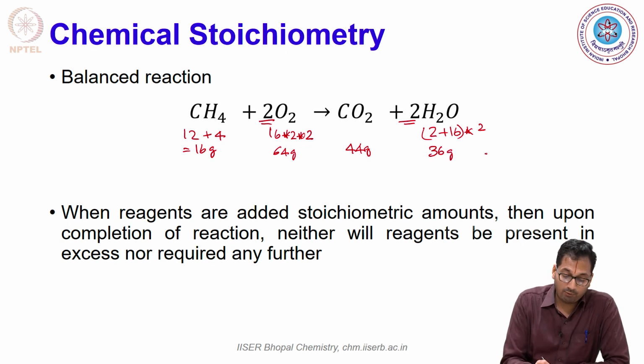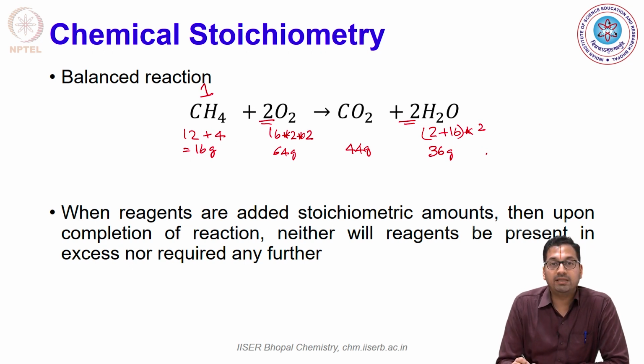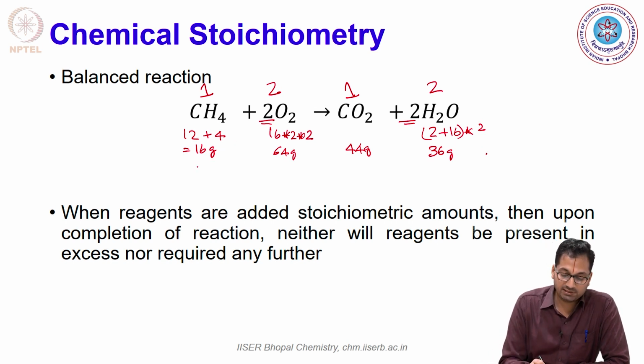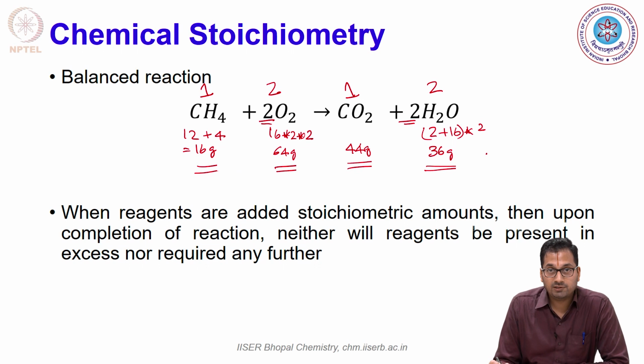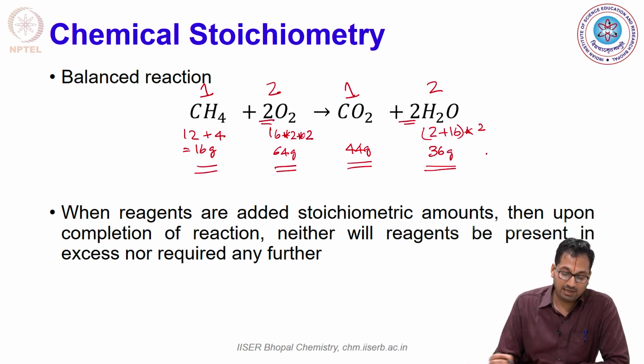Understand that you have 1 mole of methane reacting with 2 moles of oxygen to give 1 mole of carbon dioxide and 2 moles of water. As you see here, the stoichiometry is that if 16 grams of methane reacts with 64 grams of oxygen, it will result in the formation of 44 grams of carbon dioxide and 36 grams of water. So basically this is what we mean by stoichiometry.